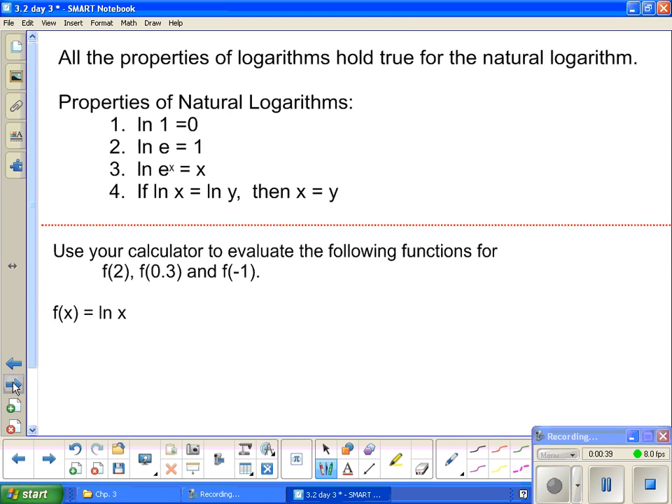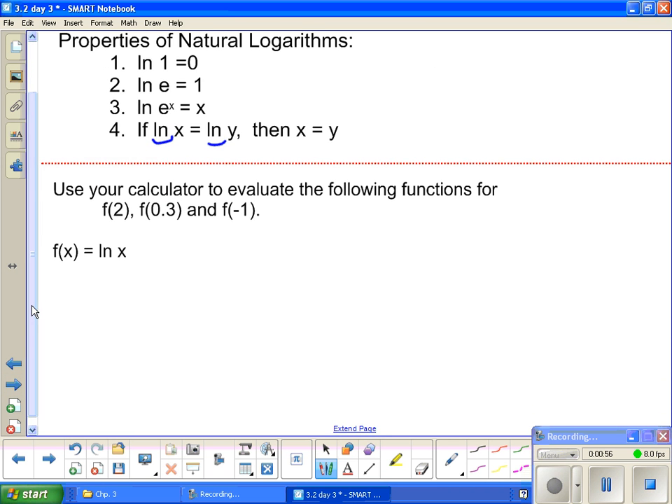The properties all apply. Same properties. Log base e of 1 is equal to 0. Log base e of e is equal to 1. e to the natural log of x is equal to x. And if the natural logs are on both sides, then x has to equal y. Well, we're going to look at using our calculators to evaluate the functions.